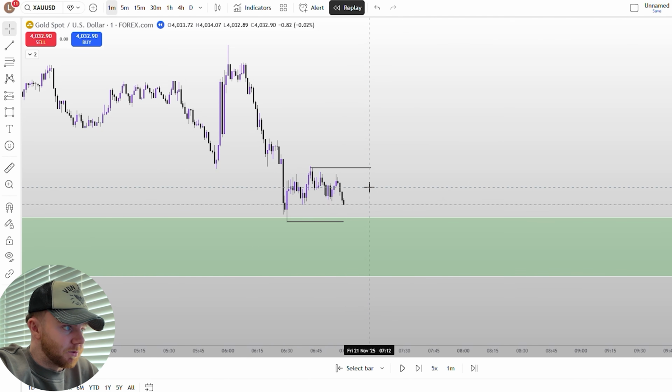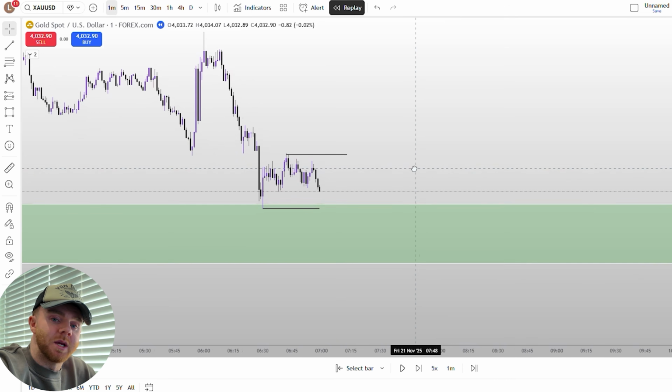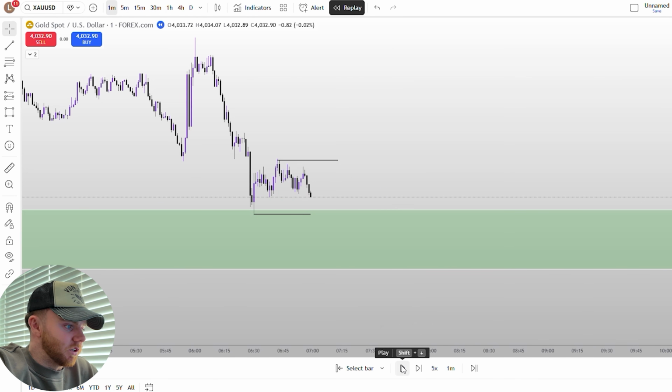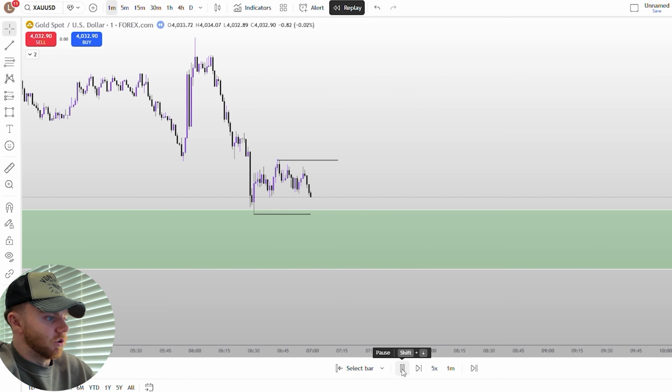If I don't get that displacement back through, taking a swing high, I will then keep waiting and see what happens. And this is the beauty of change in state delivery. You don't get taken into trades you don't want to be taken. So let's see what happens.